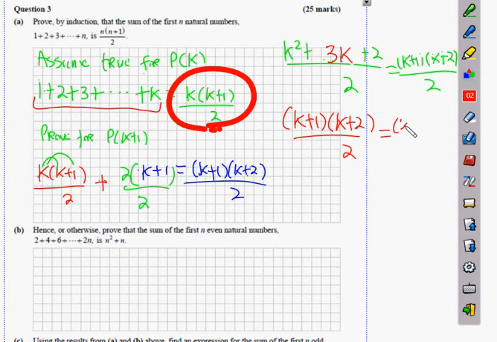Equals (K plus 1)(K plus 2) all over 2. So you can see that you write down the usual spiel: hence P of K plus 1 is true if P of K is true, hence by the principle of mathematical induction, P of n is true. Did everybody get that one? The induction? Yeah? It's alright?